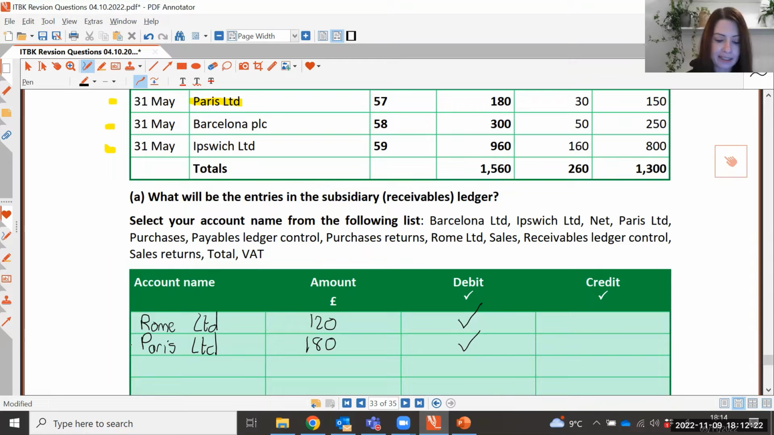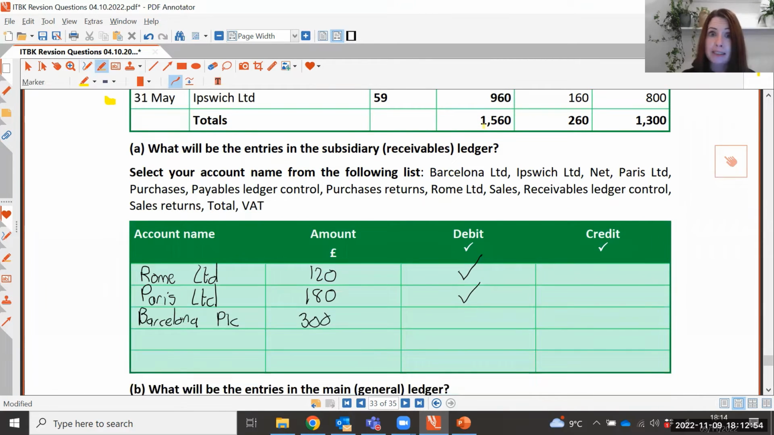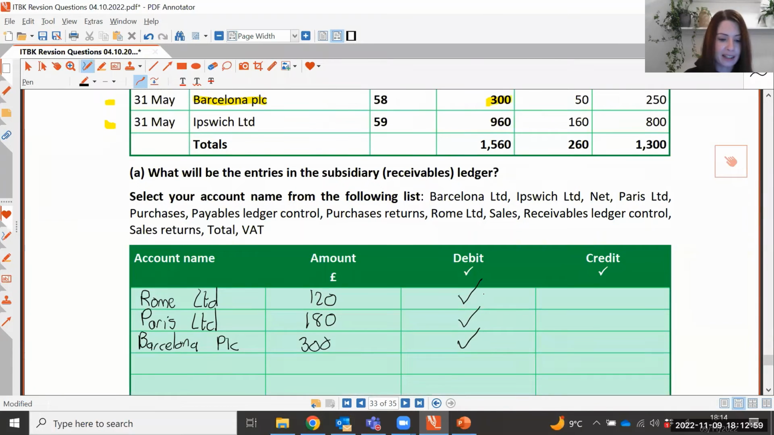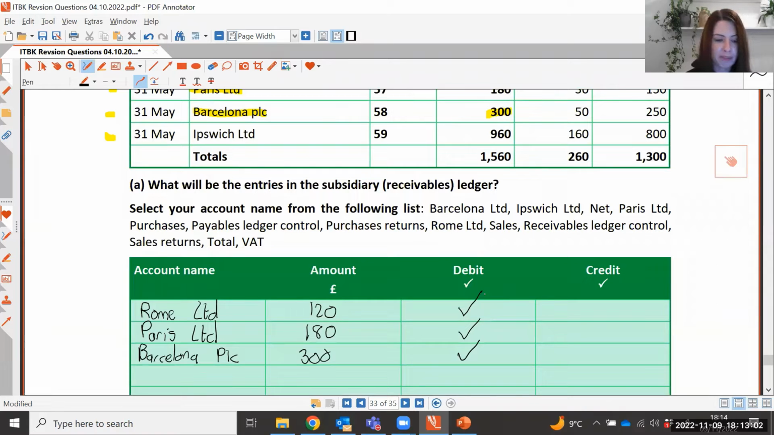What would we enter next? Good, yeah. And what would the amount be? Brilliant. Yeah, and then what would we enter? Oh, sorry, would that be entered as a debit or a credit? A debit as well, yeah. And then what would we enter for the last one?